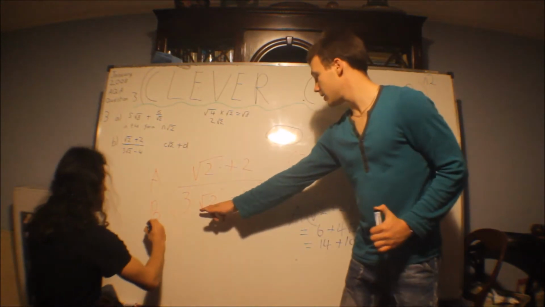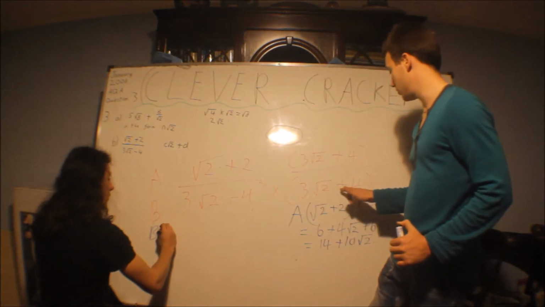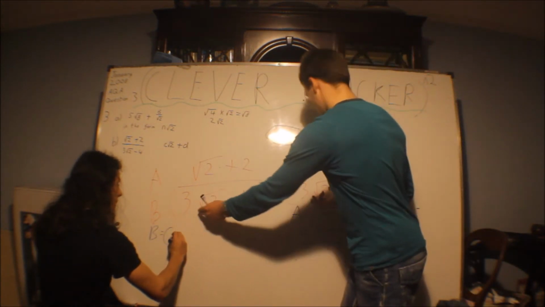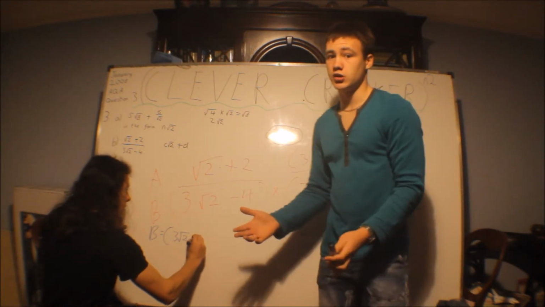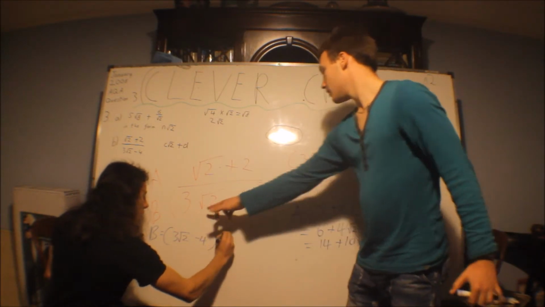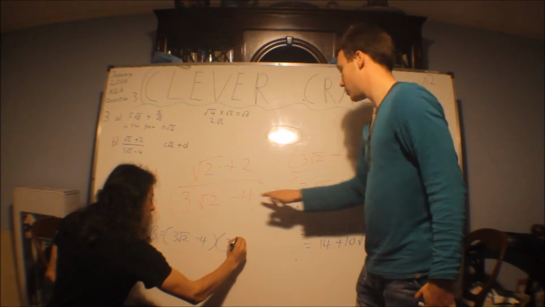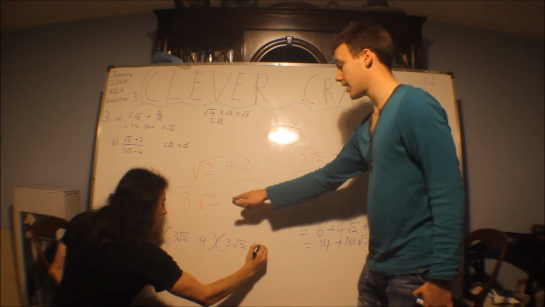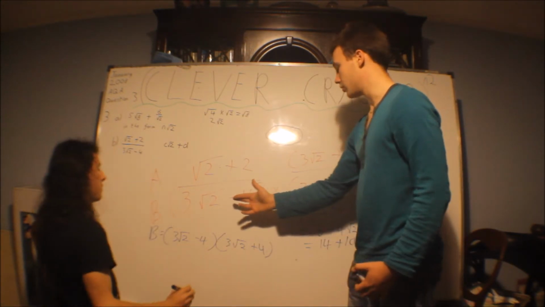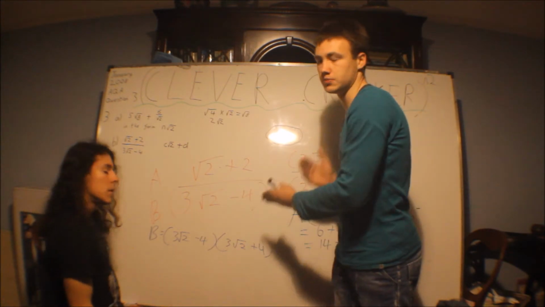So, B is 3 root 2 minus 4 times 3 root 2 plus 4. And what we said is you can just do the inners and the outers. That's what you can do with conjugate pairs. So you're going to have 3 root 2 times 3 root 2 and minus 4 times 4. Be careful of your pluses and minuses. Conjugate pairs are always opposite, so just be aware of that.